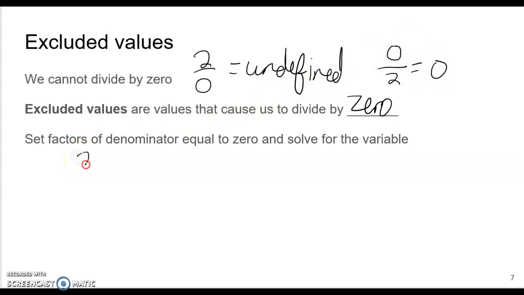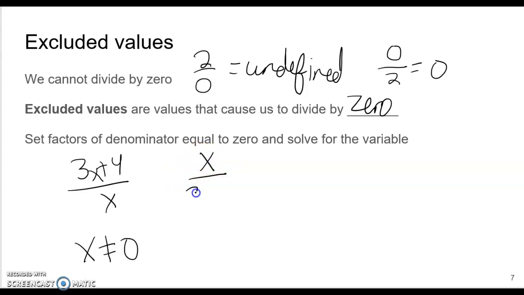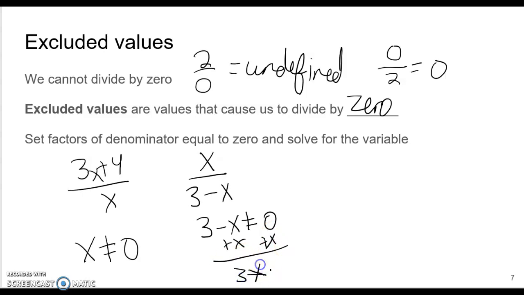If I gave us something like 3x plus 4 divided by x, when I solve this, x cannot equal 0 because it would cause us to divide by 0. If I gave you something like x plus 3 over 3 minus x, our bottom cannot equal 0. So if I solve for x, x cannot equal 3. We're going to work on problems like this now.